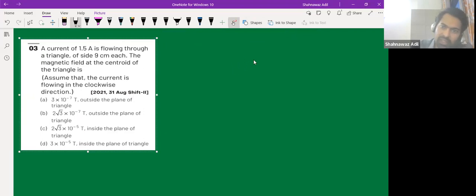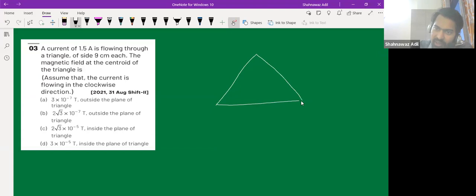Again, what kind of wire is this? Finite wire, right? Let's say this is A, B, C. From AB, this is a finite wire. CA is again a finite wire, BC is a finite wire, right? So there would be three contributions.